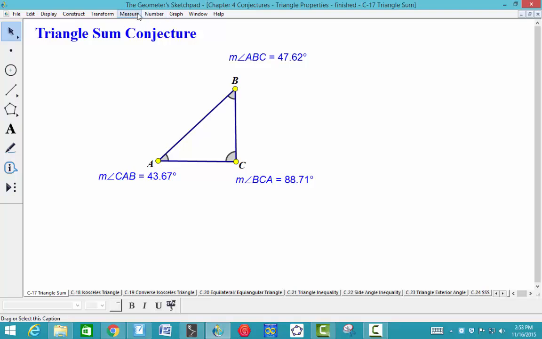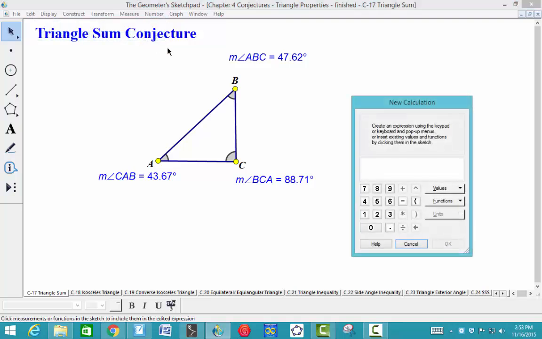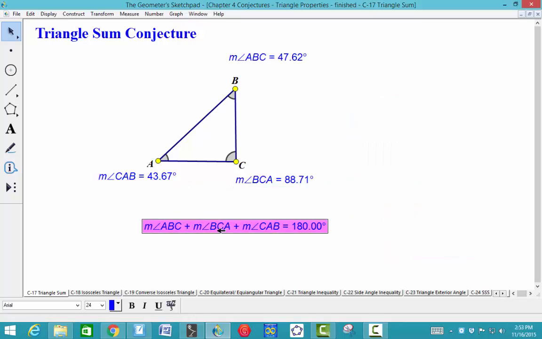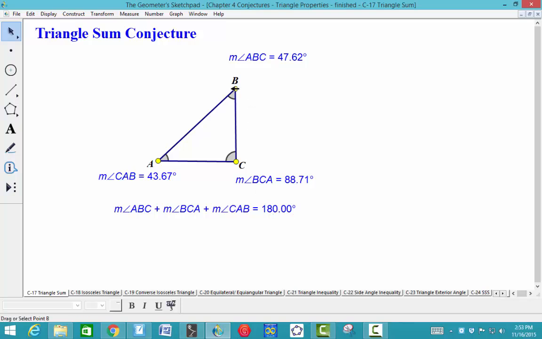So if you come up to calculate, we'll just take angle B plus angle C plus angle A and show that this sum will always be 180 degrees.